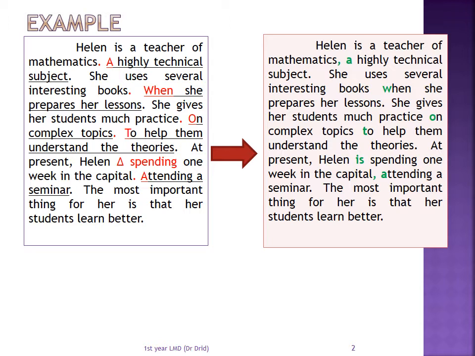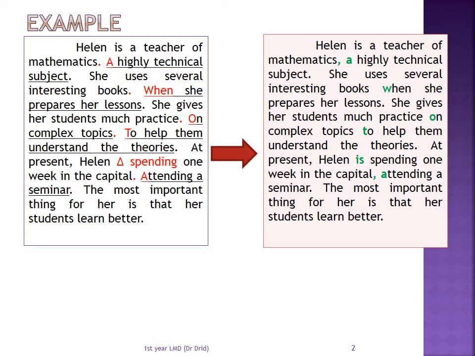When we listen to someone reading this paragraph, it sounds correct. But when we look at how it is written and punctuated, we'll detect some fragments. Helen is a teacher of mathematics, a highly technical subject. Look at the underlined part. The writer has written a capital letter at the beginning and a full stop at the end, as if it is a sentence. But if we look at its structure, we'll find that it is only a piece of a sentence, not a sentence. So the problem is in the way we write this group of words, and the way we link it to the previous or the following groups.